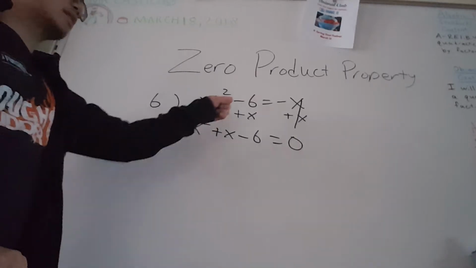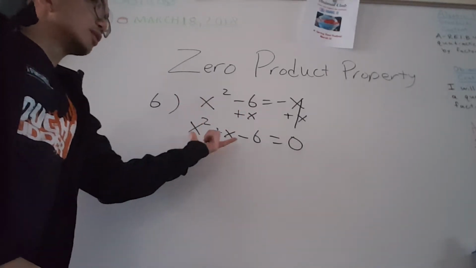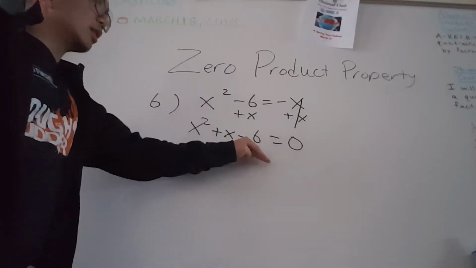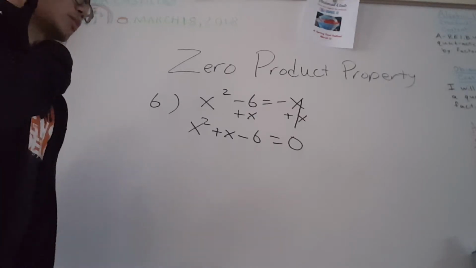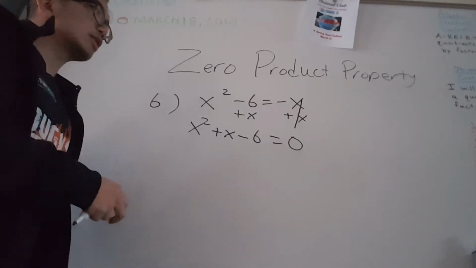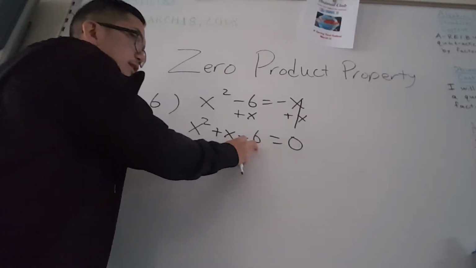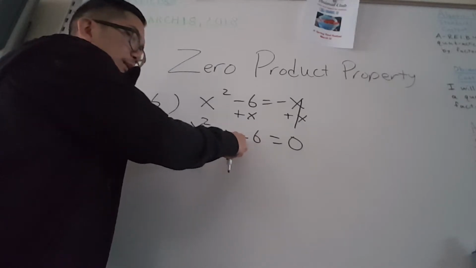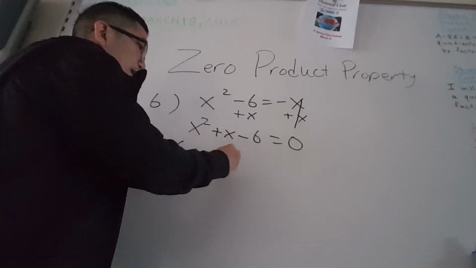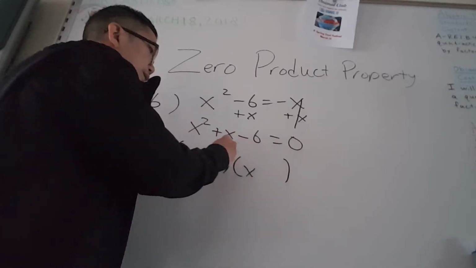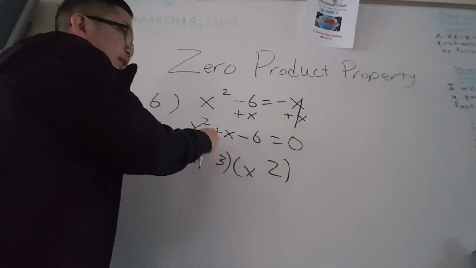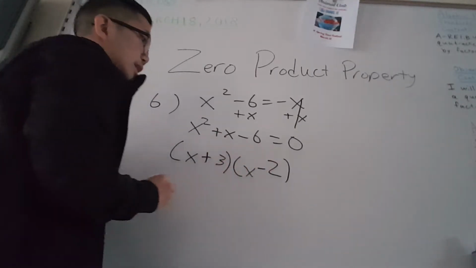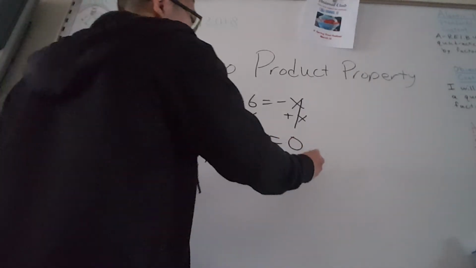If you write x squared minus 6 plus x, that will confuse most of you. So I want you to always write it in standard form, highest exponent, and then we go down in the exponents. So now we just ask ourselves, what multiplies to negative 6 but adds to positive 1? So I know one has to be positive, one has to be negative. The numbers are going to be 3 and 2. But since we want the middle term to be positive, our bigger number has to be positive. So it's x plus 3, x minus 2 is equal to 0.